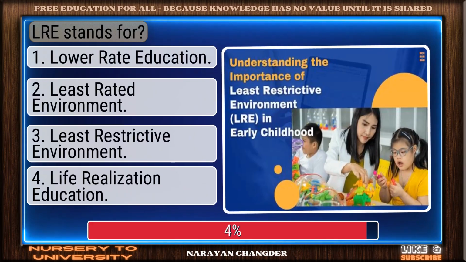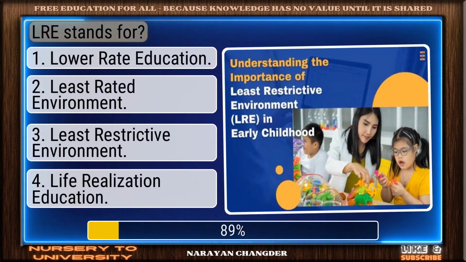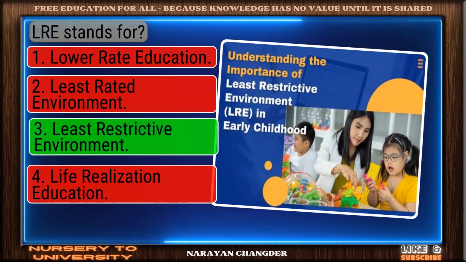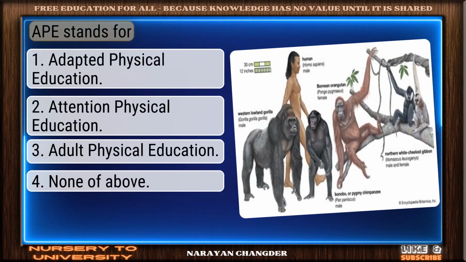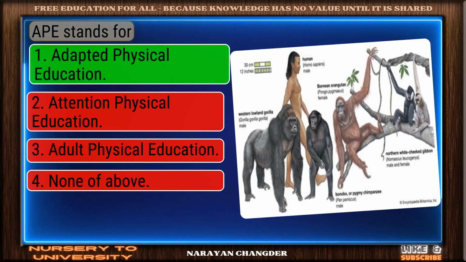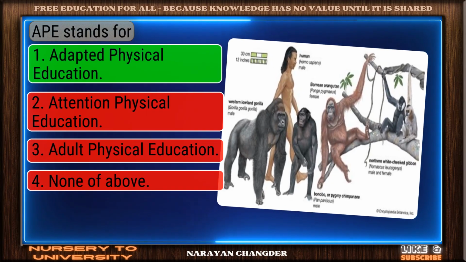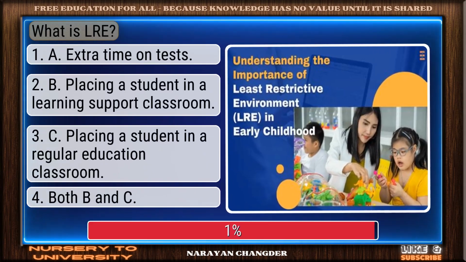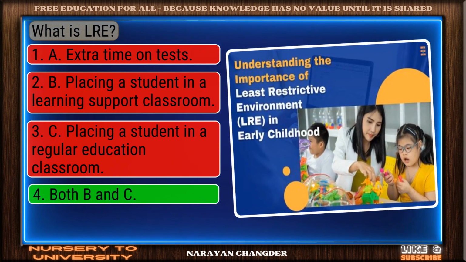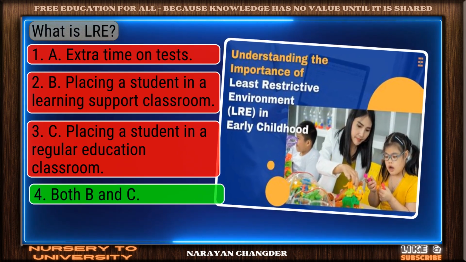LRE stands for. On track. Least restrictive environment is the correct answer. APE stands for. Well reasoned. Adapted physical education is the correct choice. What is LRE? Well picked. Both B and C is the correct answer.